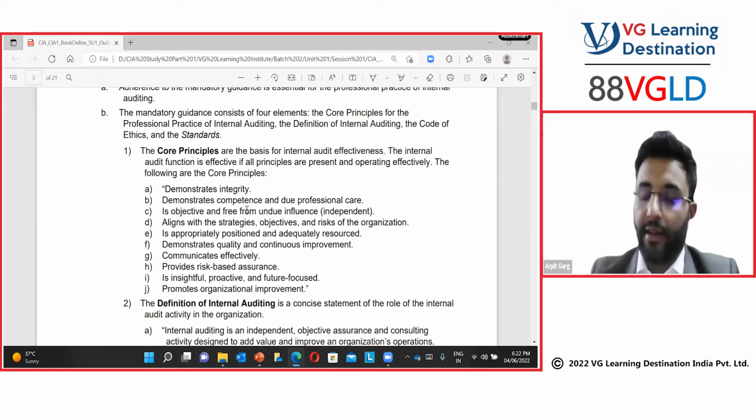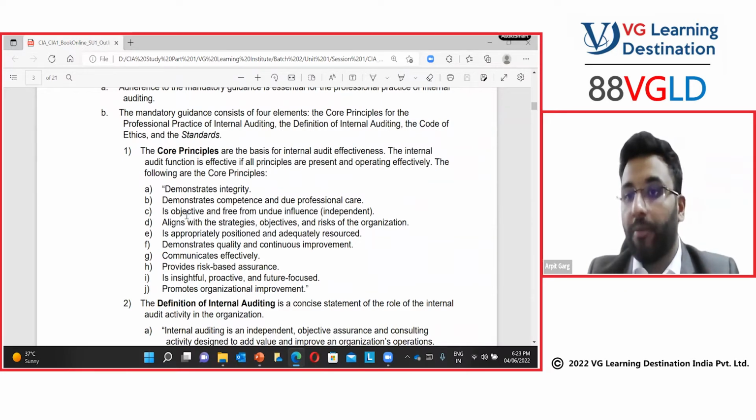Now, similarly, due professional care: we should perform the work with due professional care. We should not perform the work with fatigue. We should be careful enough when we are performing our duties. Now, the third core principle is objectivity. As I said, objectivity is being unbiased, and it should not have a conflict of interest. It should be free from undue influence.